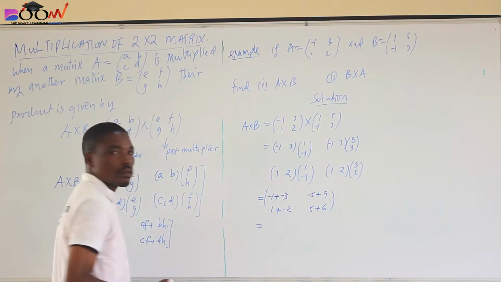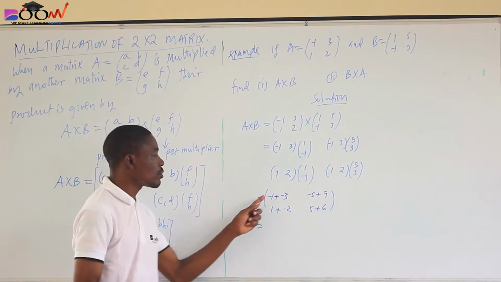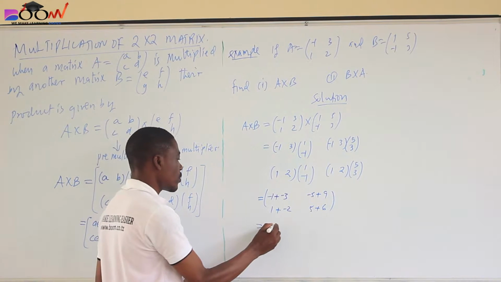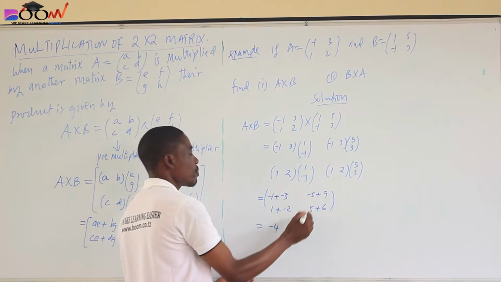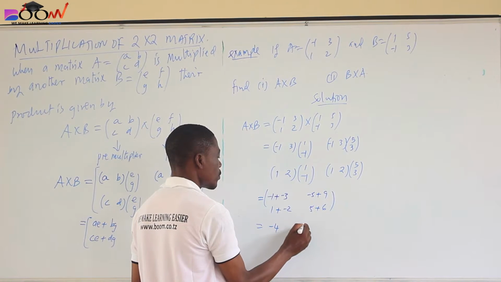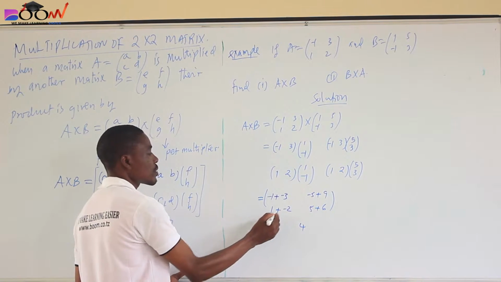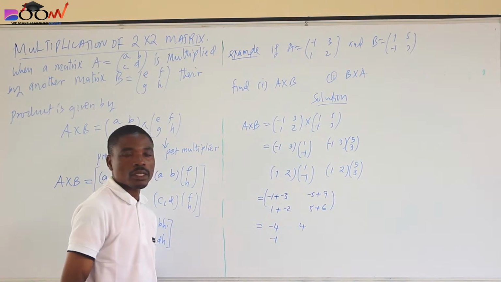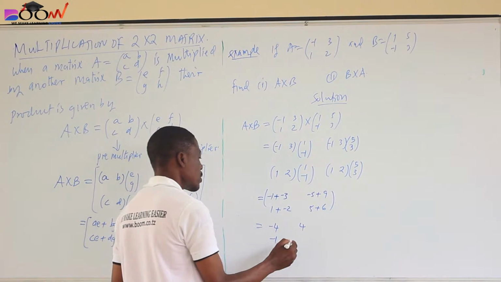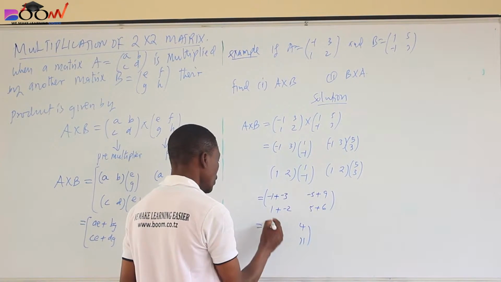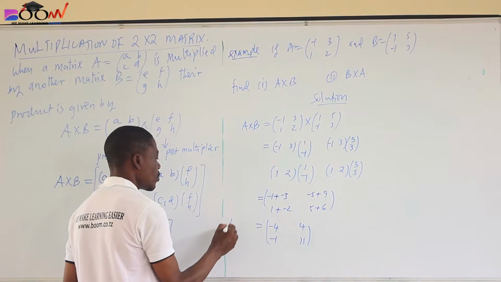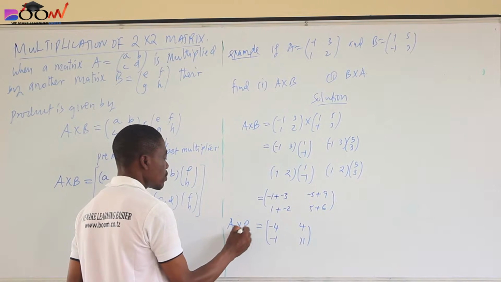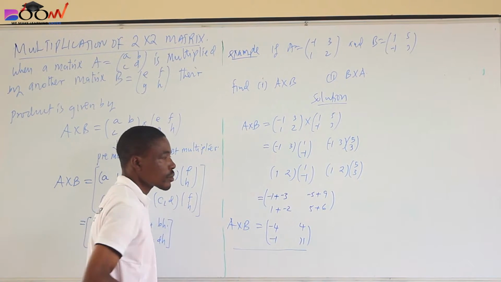Take your summations. So, negative 1 plus 3 becomes negative 4. Negative 5 plus 9 becomes 4. Negative 1 plus negative 2 becomes negative 3. And then 5 plus 6 becomes 11. This one will be the product of matrix A times matrix B.